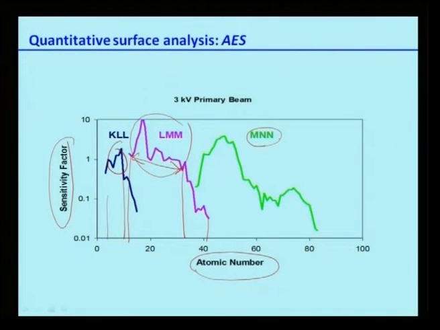NNN transitions occur at large atomic numbers, more than 40 and up to about 85, and the sensitivity is also very high for atomic numbers ranging from 38 to 62. So for all the elements with atomic number from about 16 to about 62, the sensitivity factor is quite good, and actually higher than 0.5. That means we can use AES for these elements to get much better quantification analysis.